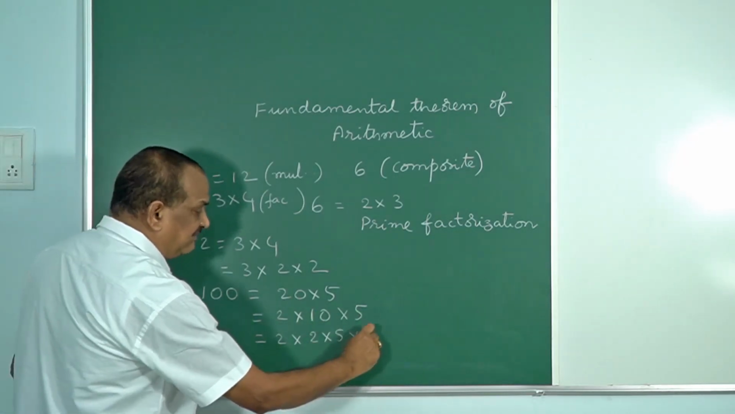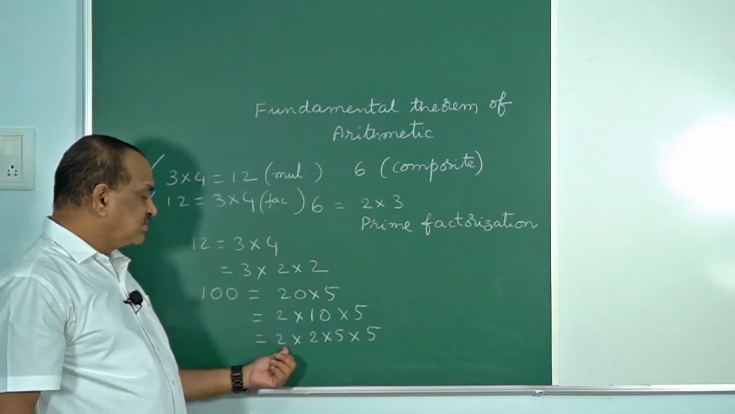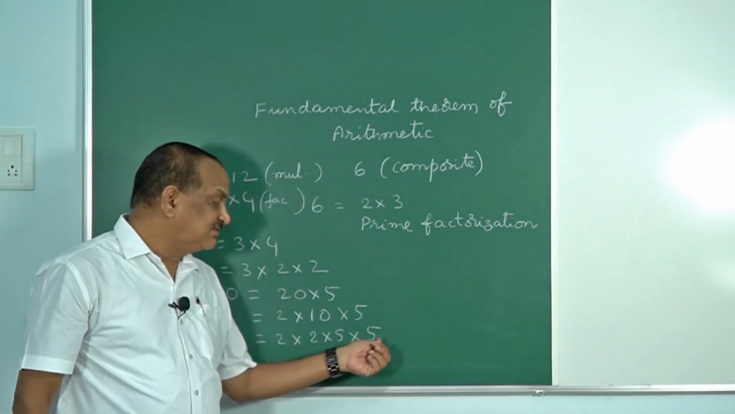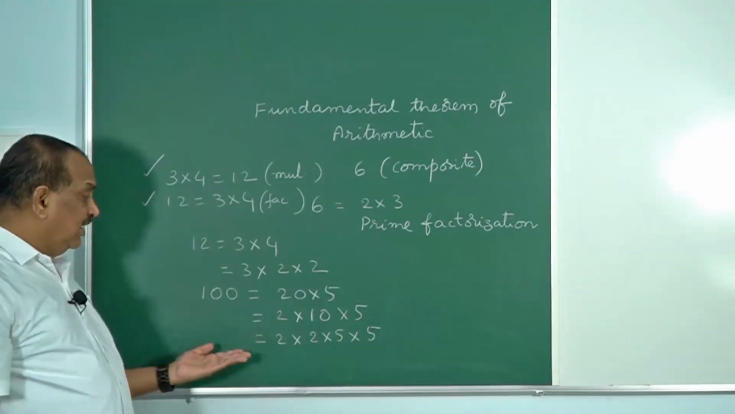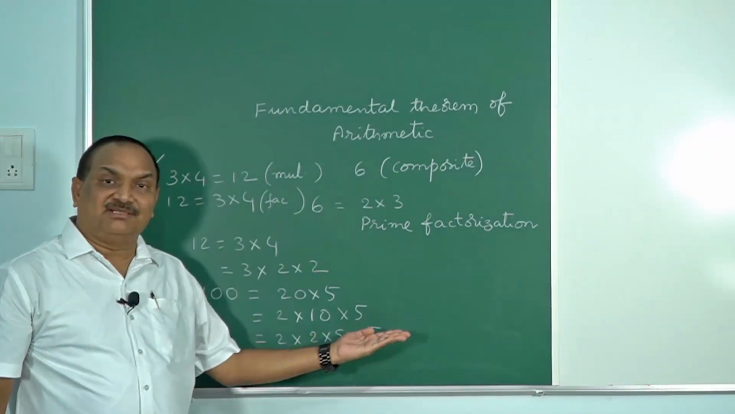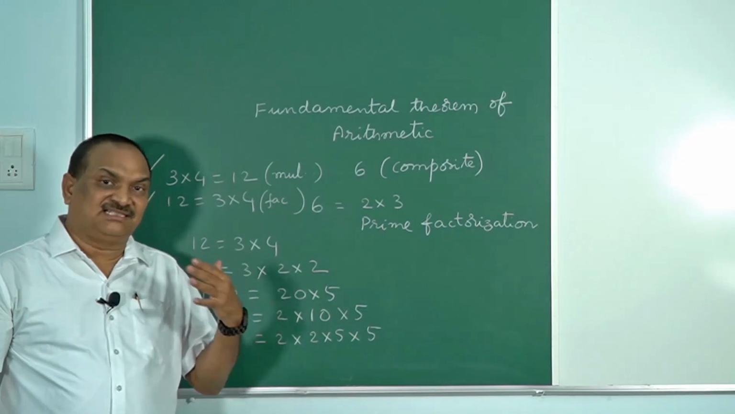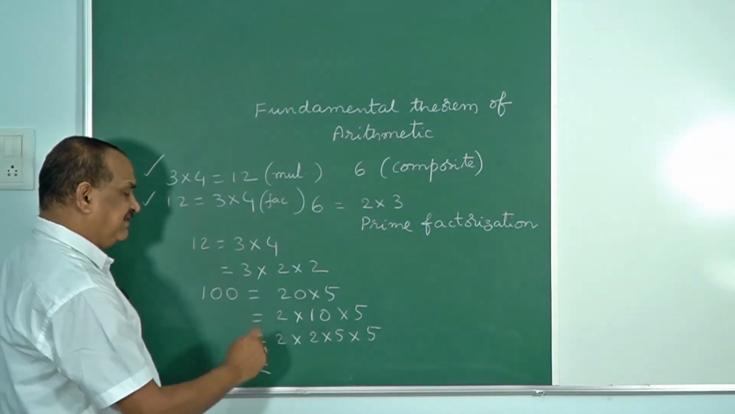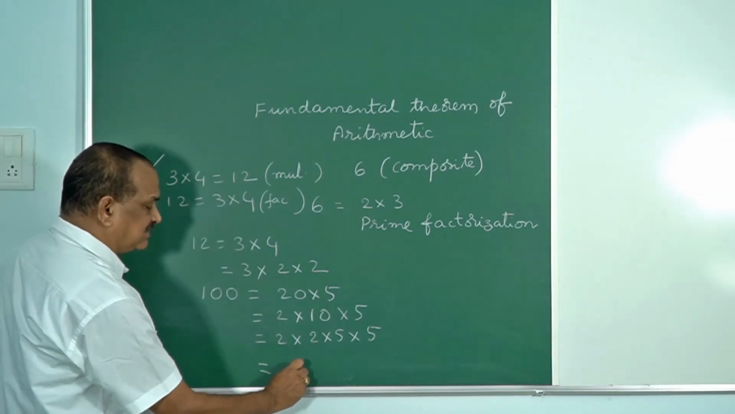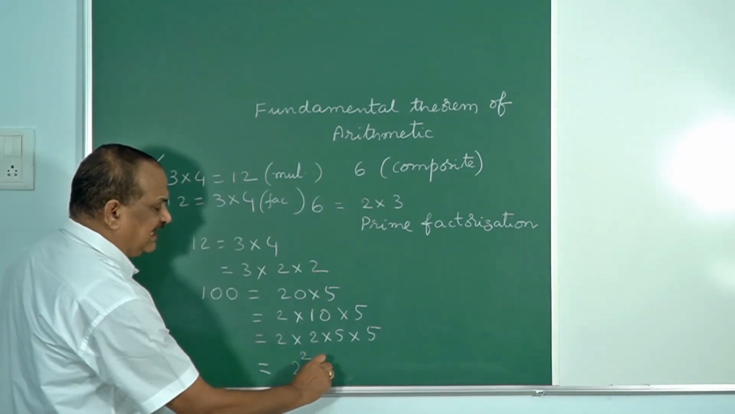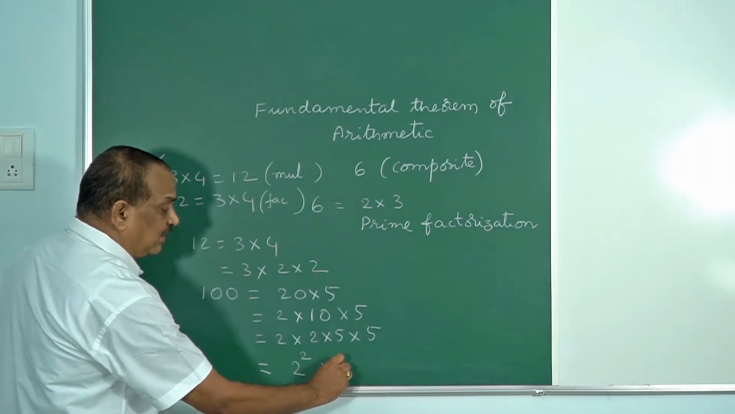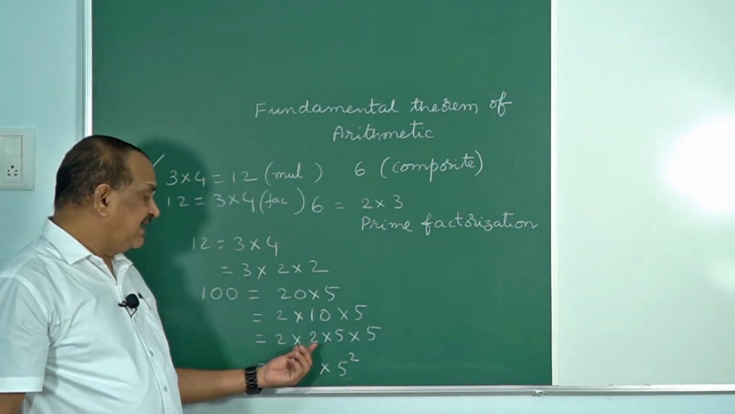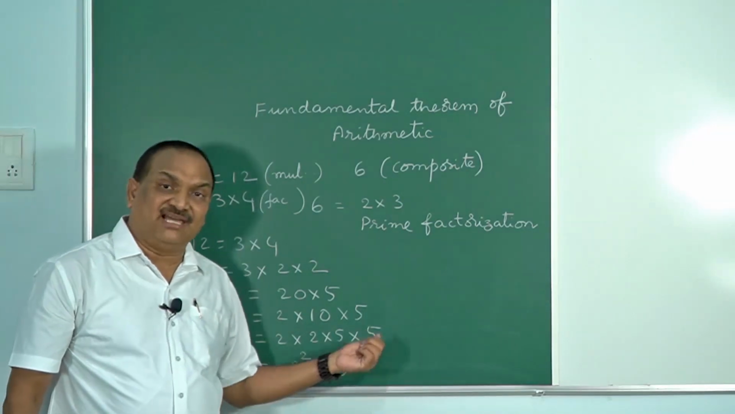Of course, this 5 I copy down. 2 times 2 is 4. 4 times 5 is 20. 20 times 5 is 100. So now 2 and 5 are prime numbers. So my prime factorization is done. Now I can also write this in a different way. 2 appears 2 times, which is an exponent, and 5 also 2 times. You can write this as 2 squared multiplied by 5 squared.